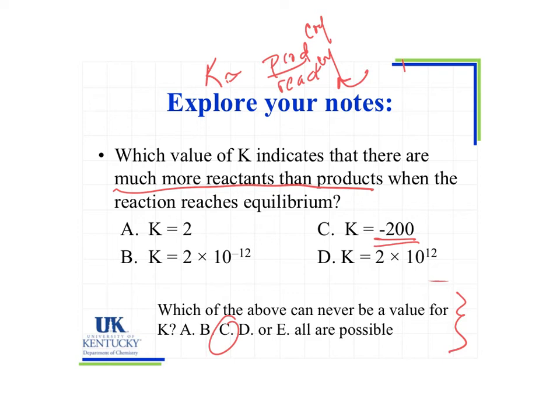K is products concentration, and I probably ought to put square brackets around that. Products concentrations can't be negative. You either have none or you have some. So K can never be negative. You can have negative powers of those powers of 10, but you cannot have a negative value of K.